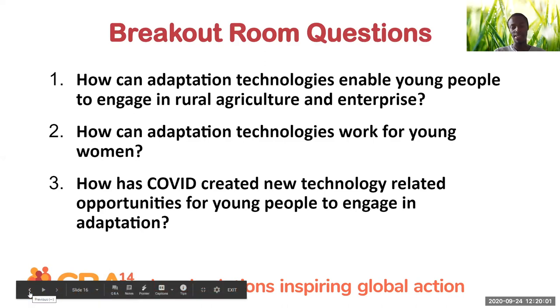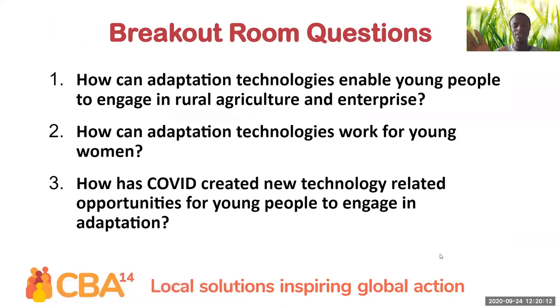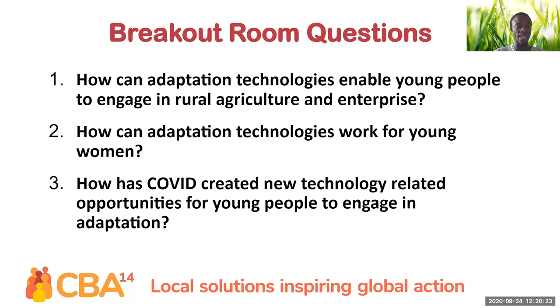For the breakout rooms, you will be assigned randomly. You'll find yourself in a room with one of these three questions to discuss, and if you are able to exhaust these questions, you can move on to another one. I'm going to speak out these questions so you can hear them. How can adaptation technologies enable young people to engage in rural agriculture and enterprise? The emphasis is on enterprise, because as we heard, traditional agriculture does not seem very attractive per se. The enterprise component, as Naman mentioned in the case of Kenya, makes it more exciting. So we should think about how we can use technologies to enhance the enterprise structures of agriculture, so that young people find it important and interesting.